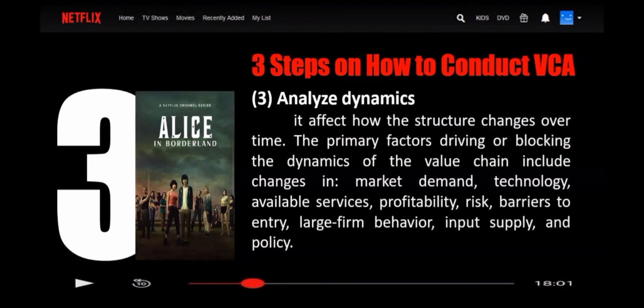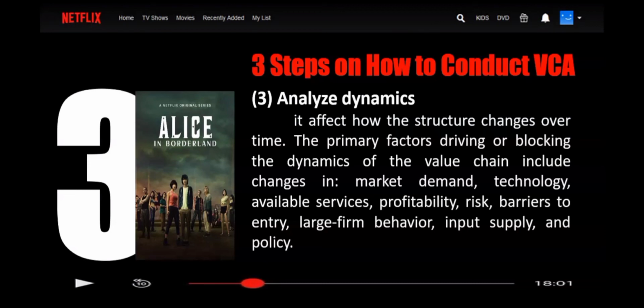The primary factors driving or blocking the dynamics of the value chain include changes in, first, market demand, second, technology, third, available services, fourth, profitability, fifth, risk, sixth, barriers to entry, seventh, large firm behavior, eighth, input supply, and ninth, policy.